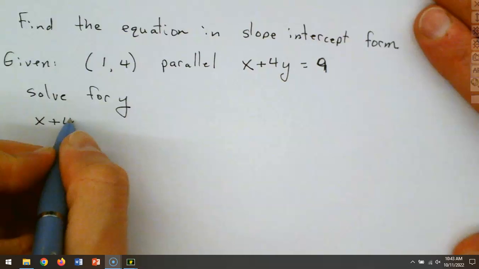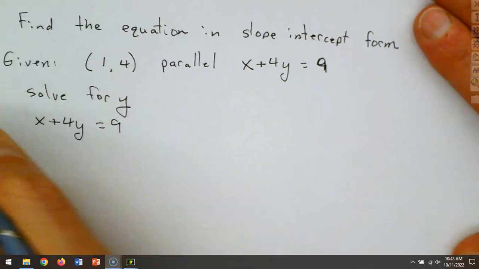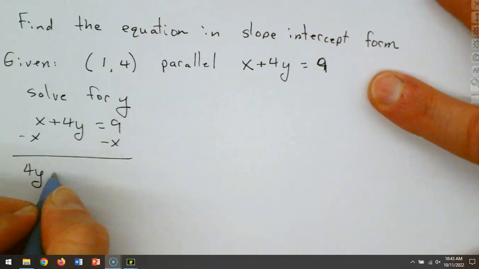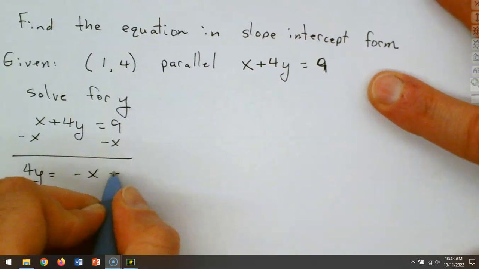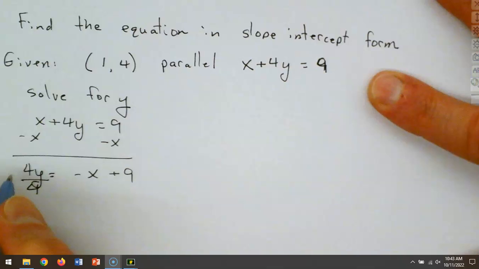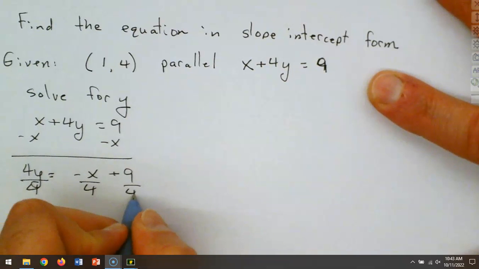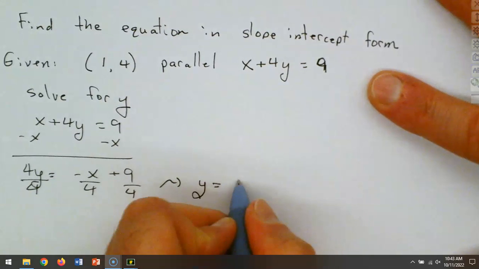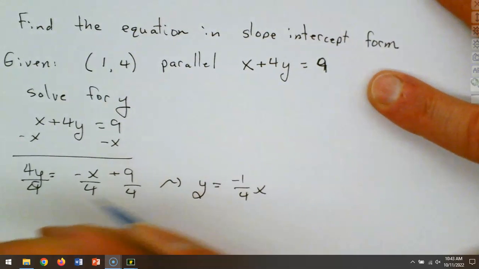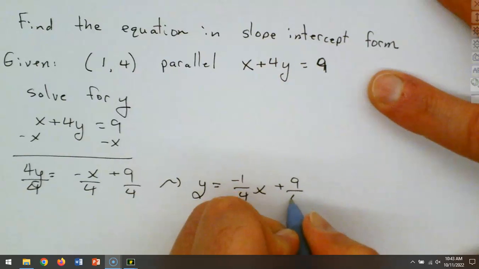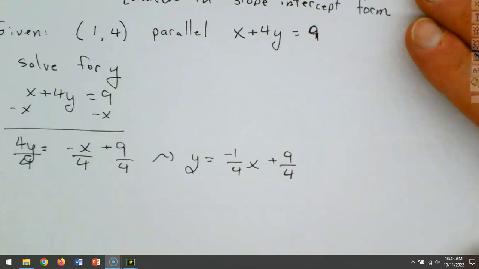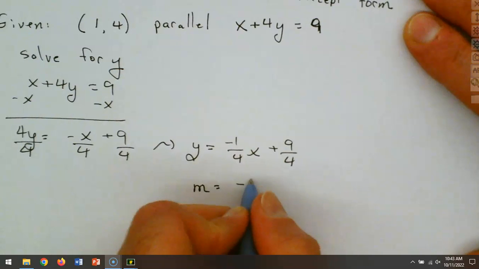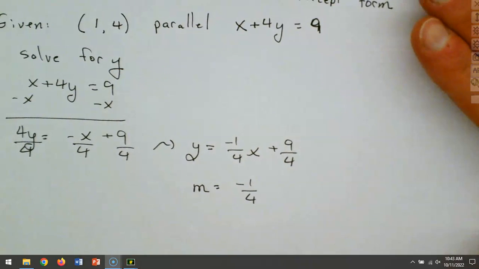So x plus 4y equals 9. We're going to move that x over. So 4y equals a negative x plus 9. We'll divide by our 4. And we'll write this out a little bit neater. So now we've got y equals a minus 1/4 x plus 9/4. And what would my slope be? Yep, negative 1/4. Is that what I'm going to use? Yes.